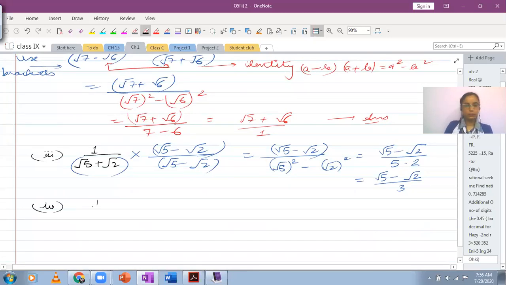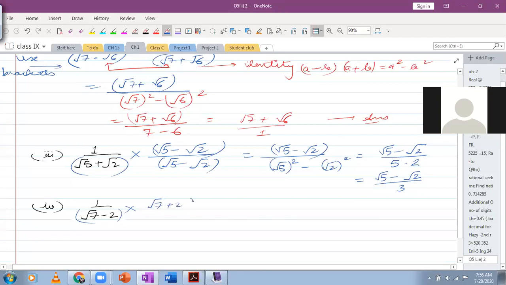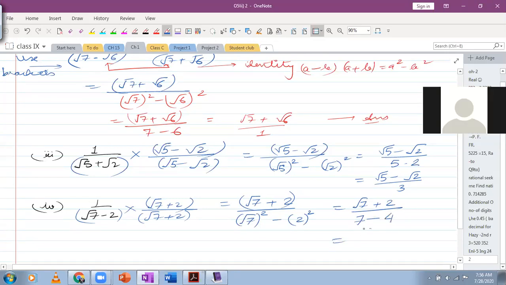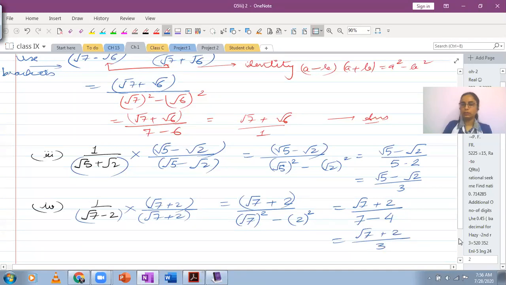Let's do the fourth part. We have 1 by root 7 minus 2. I'm going to now multiply with, can anyone answer for this? By what binomial? Root 7 plus 2, multiplying and dividing by the same. Simplifying it, the numerator is root 7 plus 2 because it's multiplication with 1, no change as such. In the denominator, we have root 7 squared minus 2 squared. So this will be root 7 plus 2 over 7 minus 4, plus 4. So this will be root 7 plus 2 by 3.